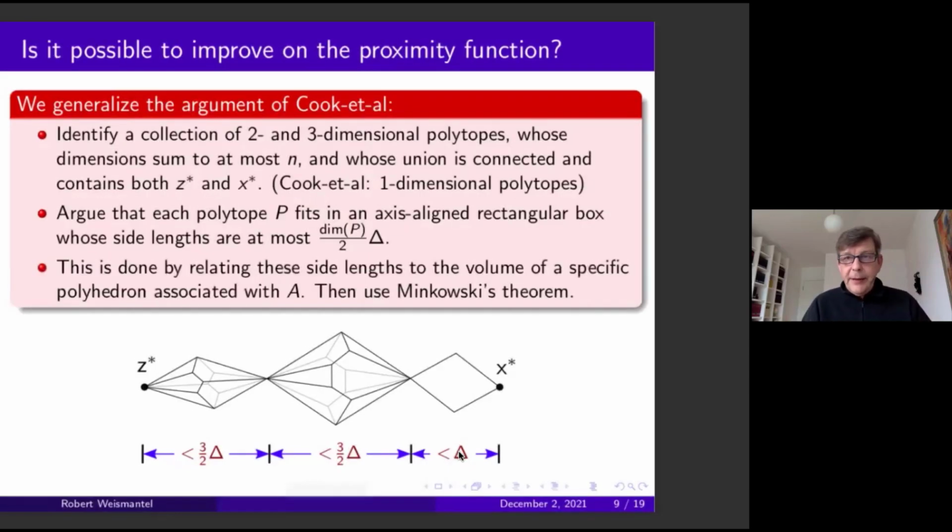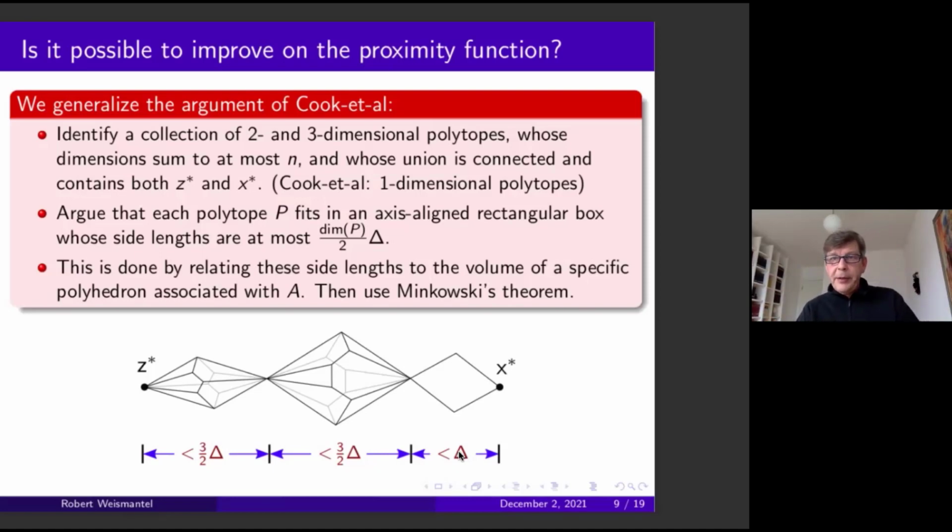This is now done by relating the side lengths to the volumes of these little polyhedra associated with A, and then in fact not using Dirichlet's theorem, but using Minkowski's convex body theorem. So if the volume is big enough, then you know there's an integer point inside it. That leads to a contradiction. So that's, in a nutshell, the idea.